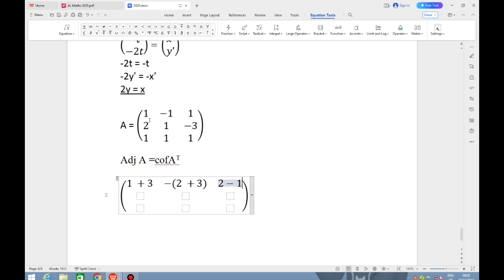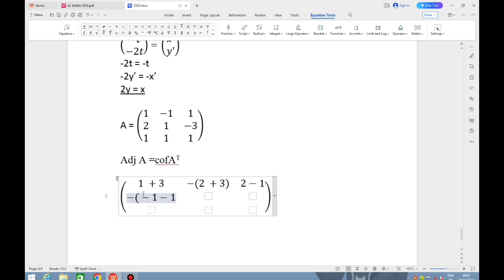So 2 is negative, and for the determinant here, we block out 1, 2, 1 and 2, 1, negative 3, and find the determinant of negative 1, 1, and 1, 1. Negative 1 times 1 is negative 1, minus 1 times 1 is negative 1, so that's going to be negative into negative 1 minus 1. Right.